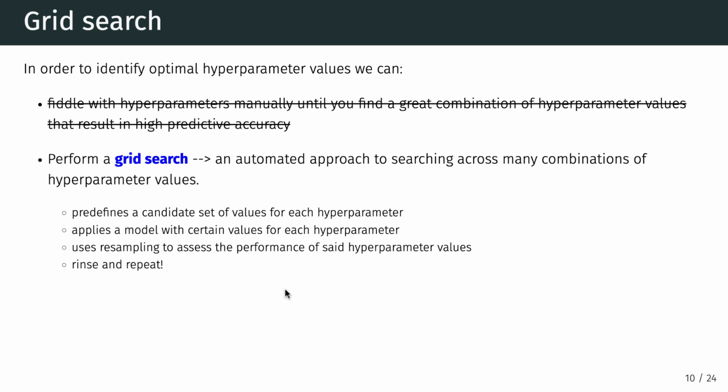And then we apply a model with each combination of hyperparameter values. We use a resampling approach such as k-fold cross-validation, and we train our model using k-fold cross-validation with these hyperparameter values. And we get our generalization error. We record that, and then we repeat the process. We pick another set of values for our hyperparameters, and we apply our model using cross-validation. We record the generalization error. And then again, we change the hyperparameter values and rinse and repeat.